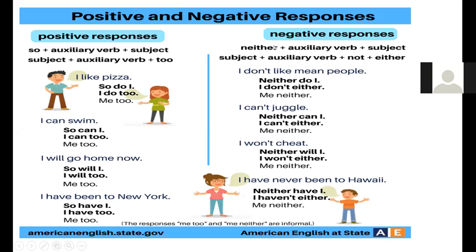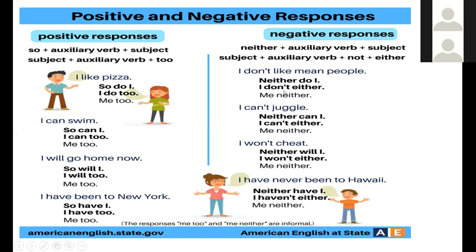In the negative responses, remember that the formula is neither plus the auxiliary verb plus subject, or subject plus auxiliary verb plus not plus either. So, volunteer for number one in the negative responses. Iris, please. I don't like mean people. Neither do I. I don't either. Me neither.